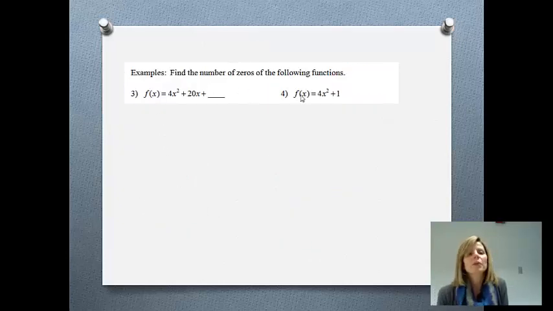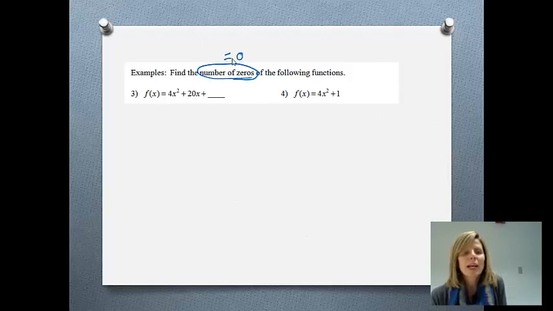All right, the next one says to find the number of zeros of the following functions. When it's asking to find the number of zeros, it's asking how many times this equation equals 0, which is also how many times it touches the x-axis. So if we have the function f of x equals 4x squared plus 20x plus 25, to get how many times it's going to equal 0, instead of f of x, we're going to set it equal to 0. Now this problem looks just like the problem that we did in number 2.